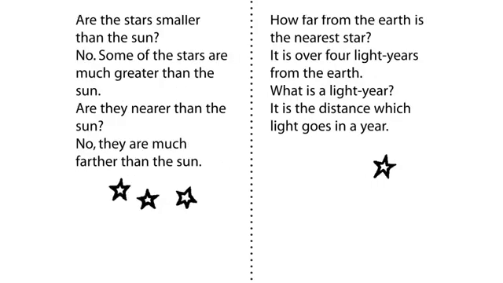Are the stars smaller than the sun? No. Some of the stars are much greater than the sun. Are they nearer than the sun? No. They are much farther than the sun. How far from the Earth is the nearest star? It is over 4 light years from the Earth. What is a light year? It is the distance which light goes in a year.